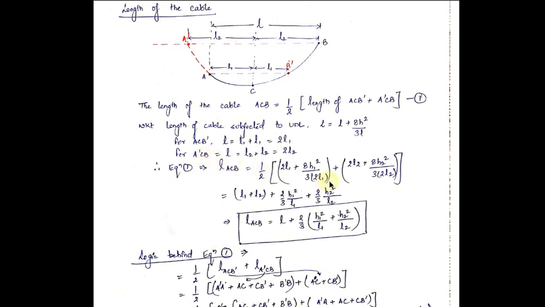After putting the formula and the values and rearranging, I will get the length of ACB, that is L plus 2 by 3 bracket H1 square divided by L1 plus H2 square divided by L2.